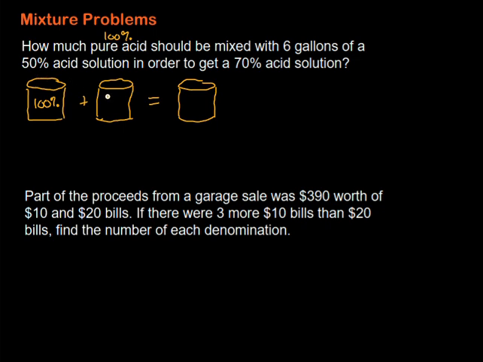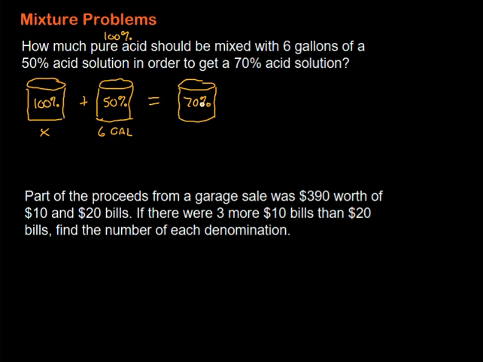This one is our 50% mixture, and it tells us that we've got 6 gallons of that we're working with. So 6 gallons of this 50% mixture. And we want to end up with a 70% mixture for our solution. So, well, what is it asking us to find? How much pure acid should be mixed? So that's telling us right here, this is the thing that we want to be our variable, because that's what we're looking for. That's what we're trying to solve for.